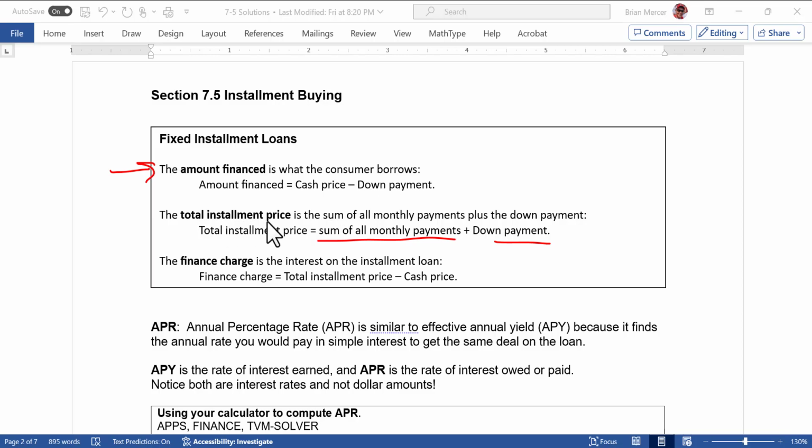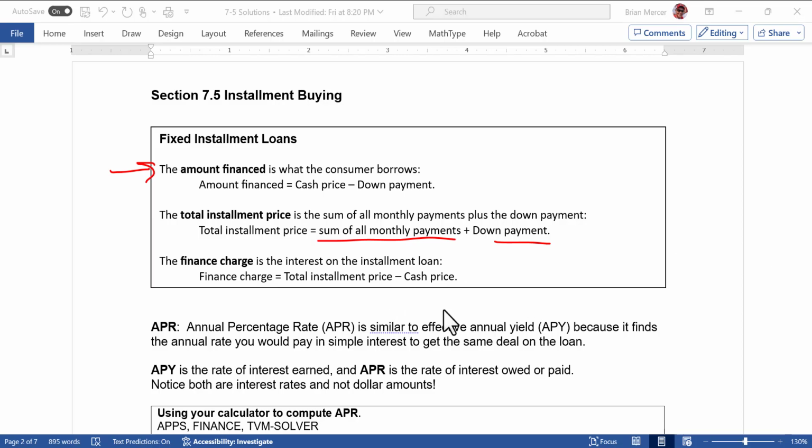The total installment price, that is just the total of all of the monthly payments plus any down payment. So that's basically the total that you've paid for whatever this loan is. And then any finance charge is basically what you paid above and beyond the cash price. So it's the total installment price subtracting whatever the cash price was.